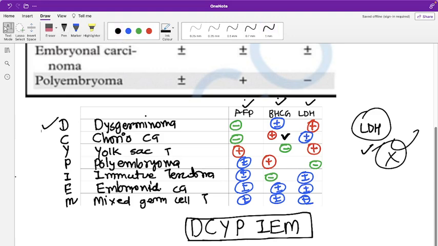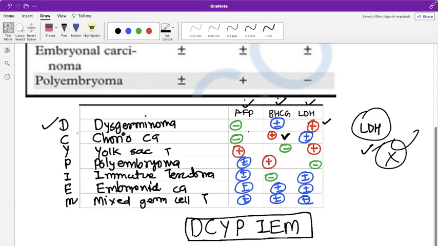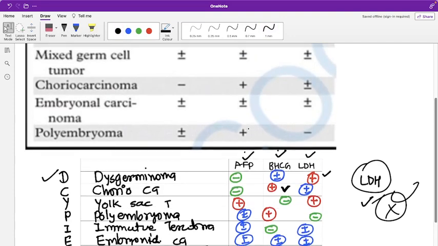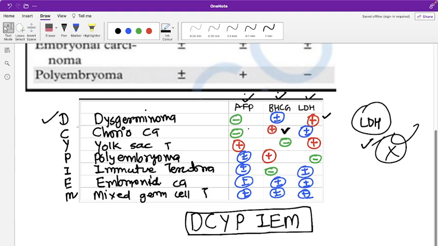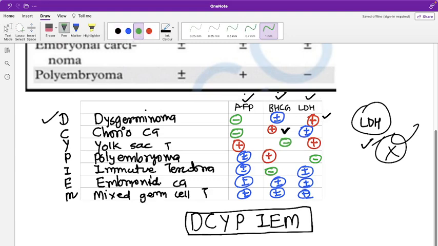Now let's take an example of dysgerminoma, which is a common question. In dysgerminoma, you have one thing positive, that is LDH. AFP will not be positive, but beta HCG can be positive, or it might not be there, right? So now you remember everything at exactly the same time. Just look at it: the 7 tumors and 3 markers, 21 different combinations you're remembering with these 2 lines. I think it's the best way to remember.